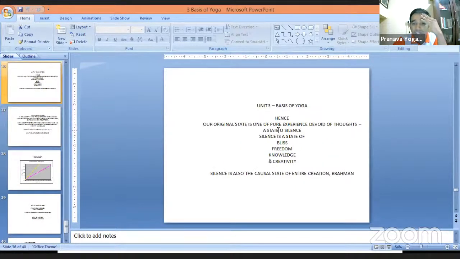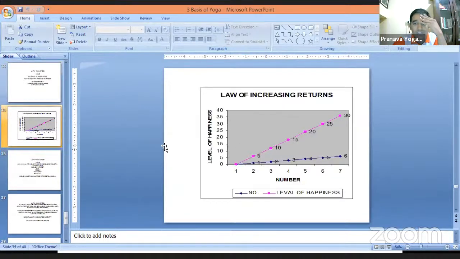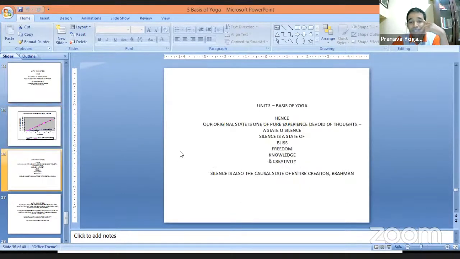Our original state is our... So, the law of increasing returns. Happiness is a law of increasing returns, whereas objects of enjoyment are a law of diminishing returns. When you increase the silence, your happiness increases.